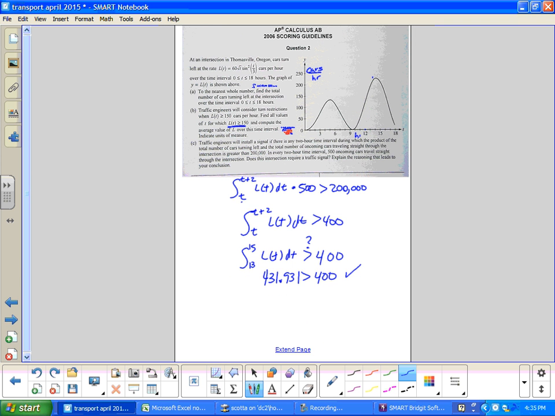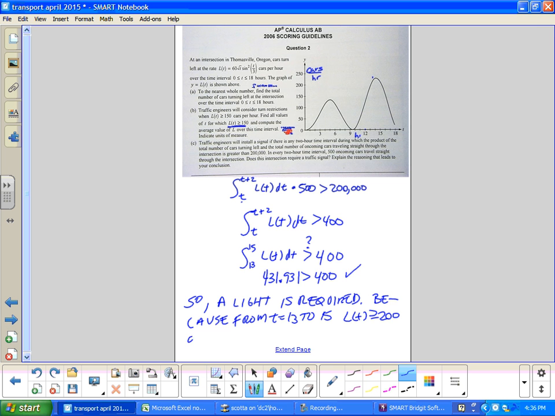So now I'm going to need a reason. For the traffic light, first one, a light is required. Let's start with that. Boom. Let's make sure we say it straight out because from time equals 13 to 15, L(t) exceeds 200 cars per hour.